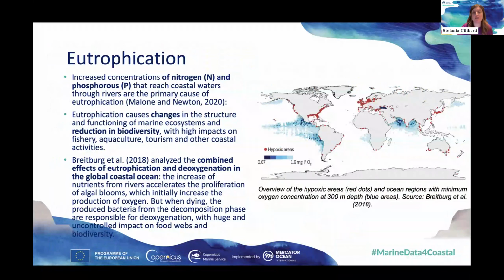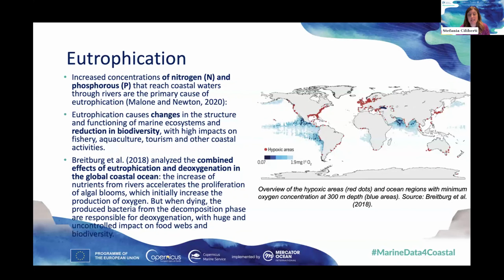The second physical event that we are describing in this training session is related to eutrophication. Eutrophication is an event induced by increased concentration of nitrogen and phosphorus in coastal waters that are particularly rich in these elements because of river outflow into the coastal water.